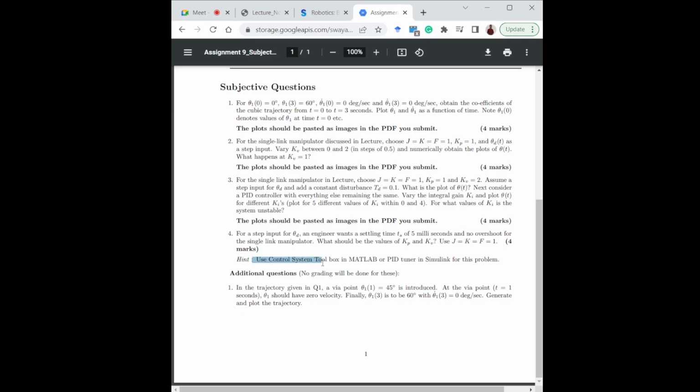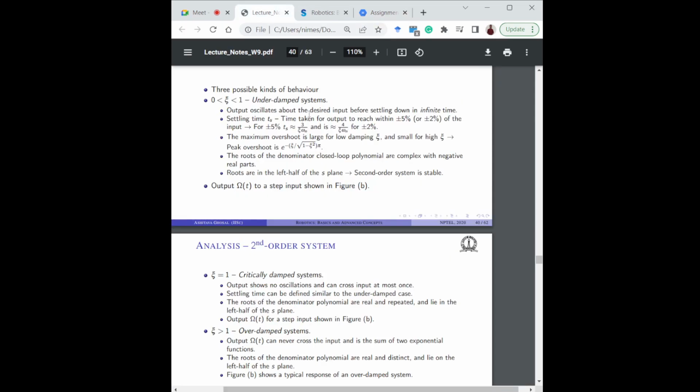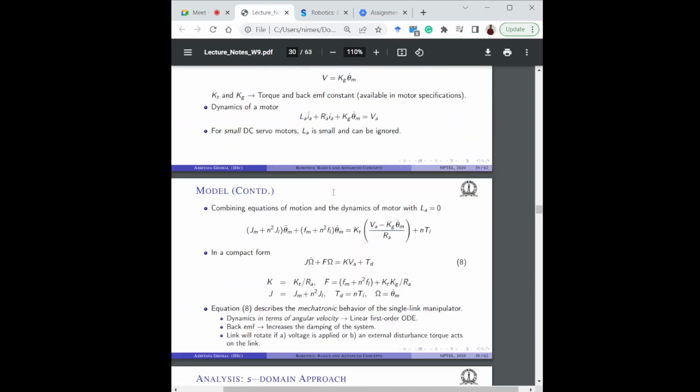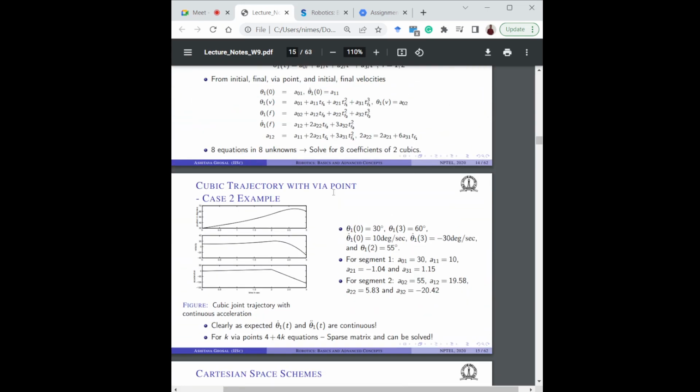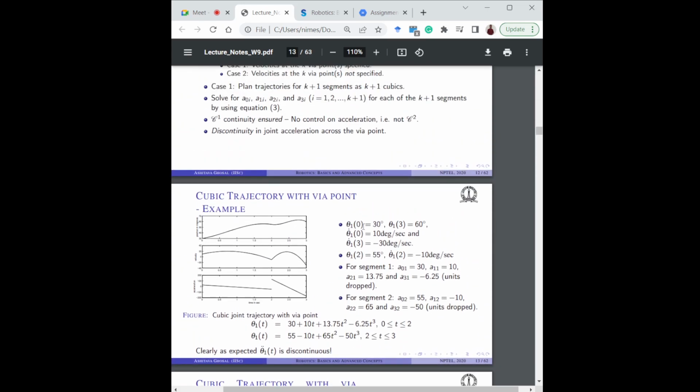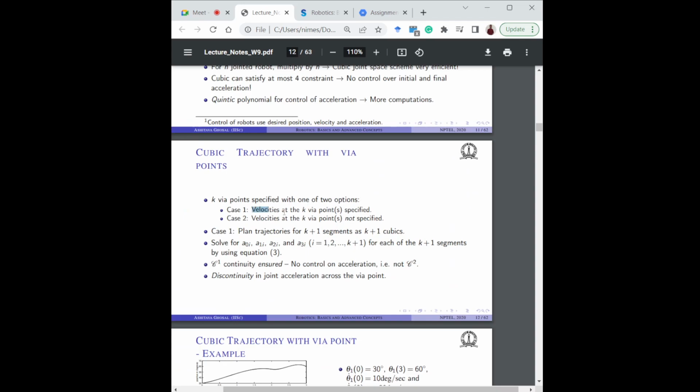To make it easier, you can try to use the control system toolbox and PID tuner. And the additional question is a similar question to the first one, but just with a via point. And at the via point, the velocity has been specified. So this is case one of what was discussed in the lectures, where velocity is specified.